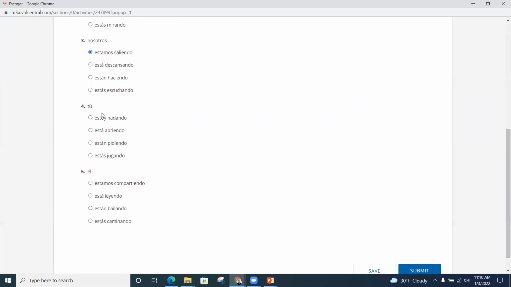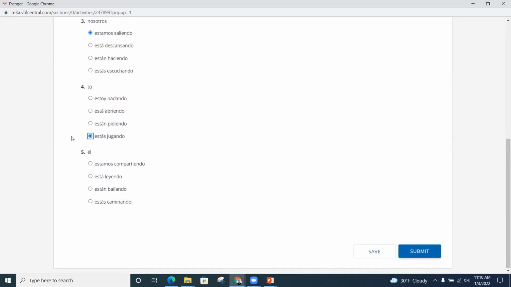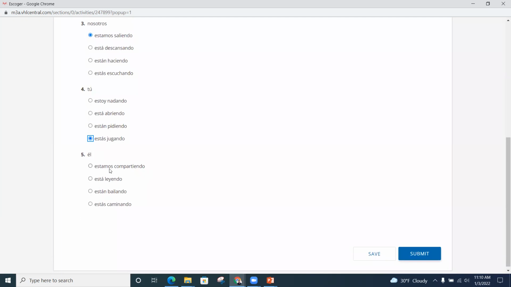Número 4, tú. Estoy nadando, está abriendo, están pidiendo, estás jugando. Pausa. Y hemos vuelto. Aquí la única opción es estás, porque tú va con estás. Ok, 5, el último, él. Estamos compartiendo, está leyendo, están bailando, estás caminando. Pausa. Y regresamos. Él está leyendo. Es la única forma porque él va con está.